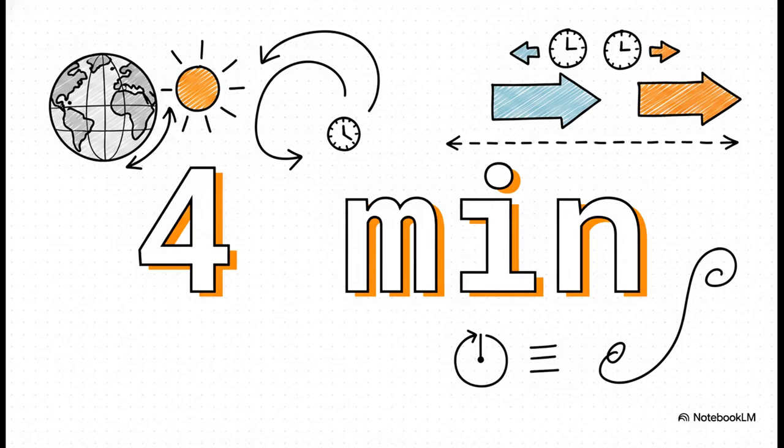24 hours is 1,440 minutes. You divide that 1,440 minutes by 360 degrees, and boom, you get exactly 4. This means for every single degree of longitude you travel, the local solar time shifts by exactly 4 minutes. And since the Earth spins from west to east, making the sun appear to rise in the east, places east of you will always be ahead in time, and places west of you will always be behind.